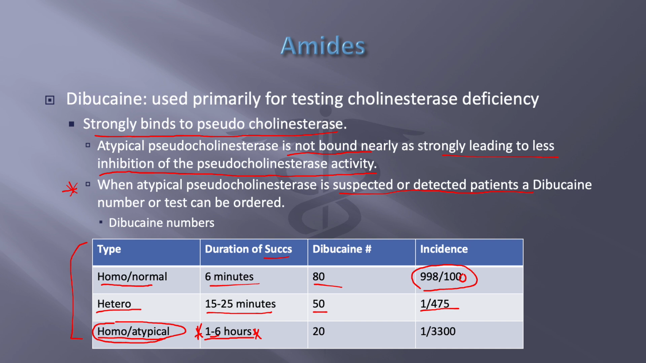So that's why we ask family members and patients, hey, has anybody in your family ever had to be intubated for a long time after anesthesia for any reason? And that usually is what we're alluding to. Their number is going to be around 20. Incidence is 1 in 3,300 patients. So it's still, that's not uncommon. All right. So it's something to be aware of. Actually, one of the CRNAs that I know that I worked with as a student, she has complete atypical pseudocholinesterase. All right.